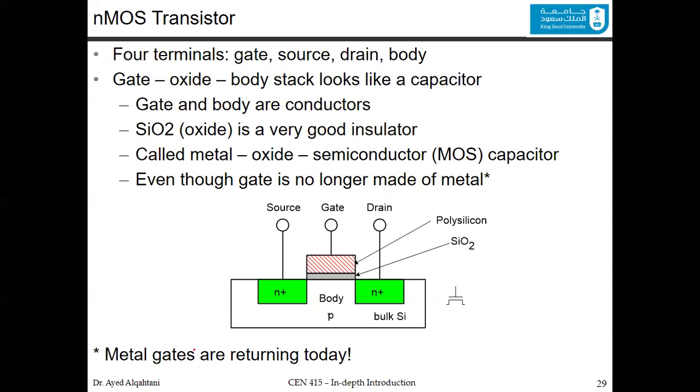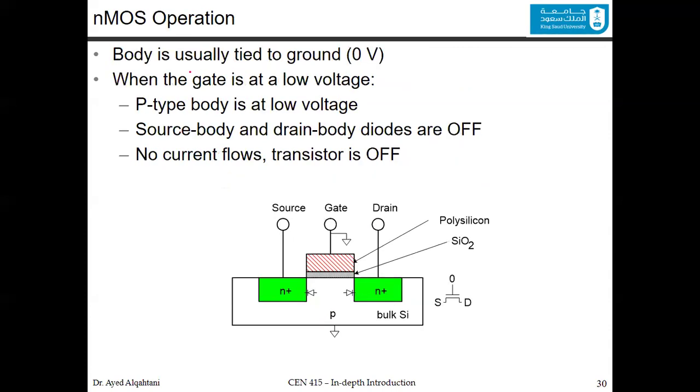Now, metal gates actually are returning today, but that's another subject. Anyway, that was the NMOS transistor. Now let's try to understand how it operates in a very simple manner. So the body is usually tied to the ground. So here the body is tied to the ground.